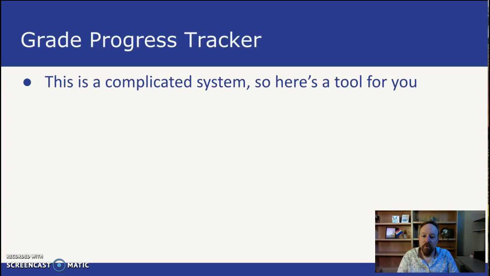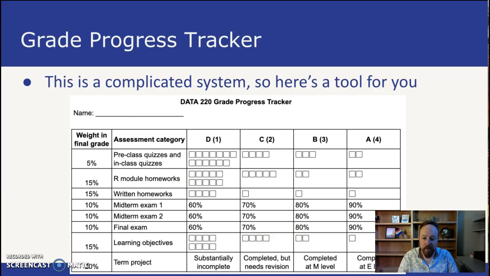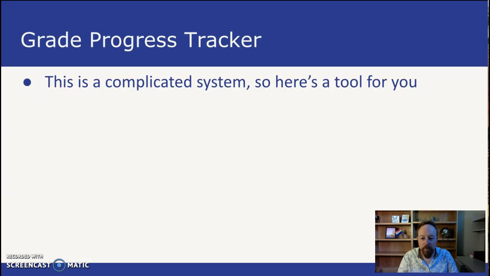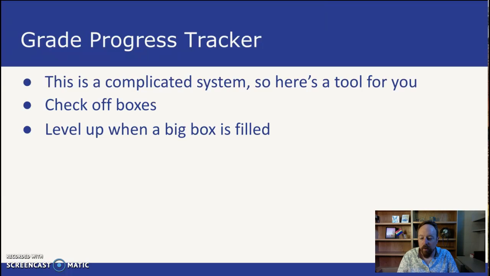Okay. So this is a complicated system, I will freely admit, so I've invented a little tool for you that I call the Grade Progress Tracker. It looks like this. Yay, it's so pretty. What this does is it allows you to check off boxes and keep track of where you are. You level up in the grade category when a big box is filled, and then you can compute your overall final grade using the weights.